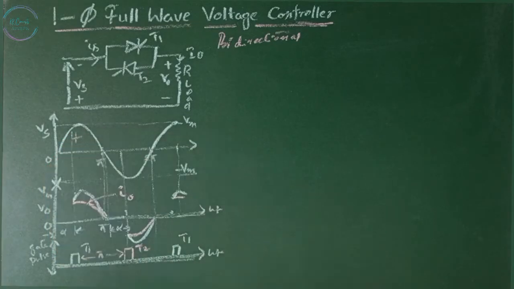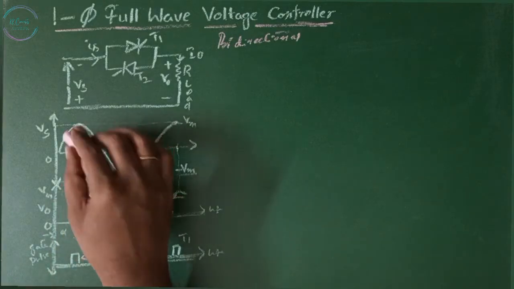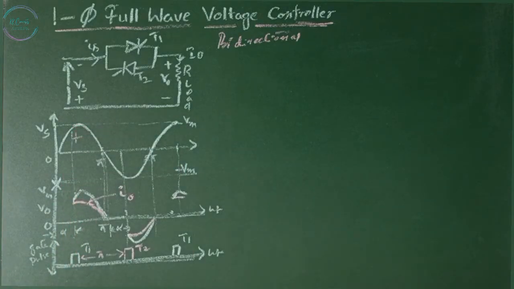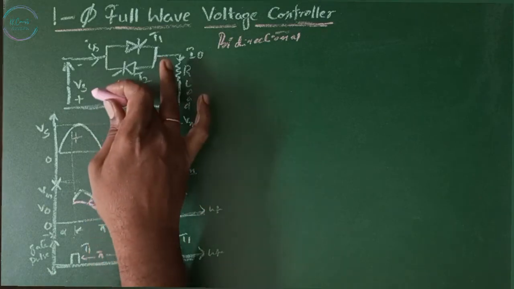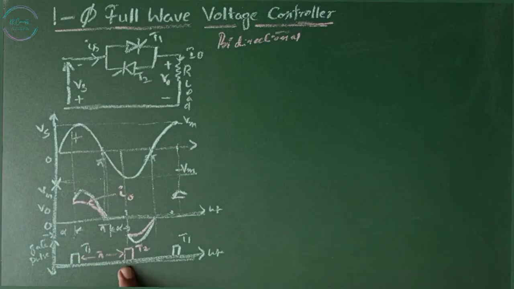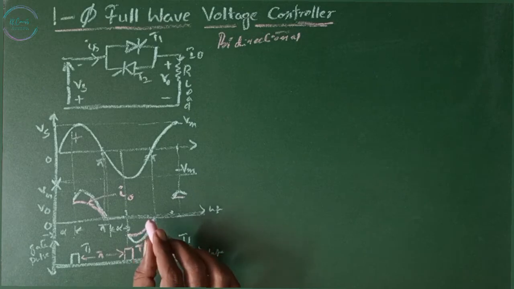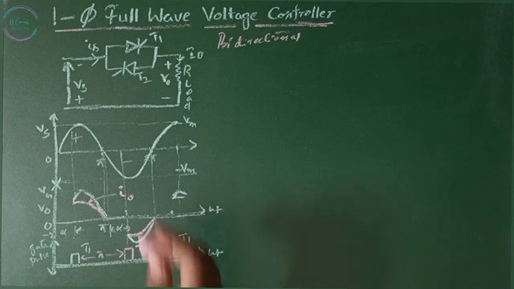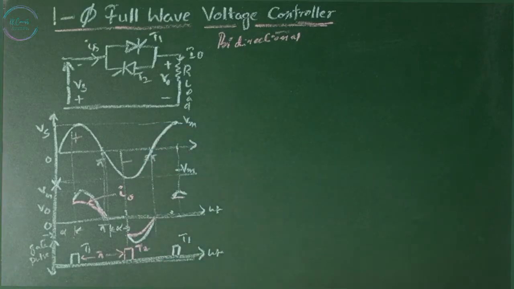In the positive half cycle, T1 is triggered with the pulse at alpha, then the input is going to reflect in the output voltage, and in the negative half cycle T2 is triggered at an angle pi plus alpha, so that the firing angles of T1 and T2 are kept 180 degrees apart. Then the input voltage is going to reflect at the output. In the next positive half cycle, T1 is triggered.